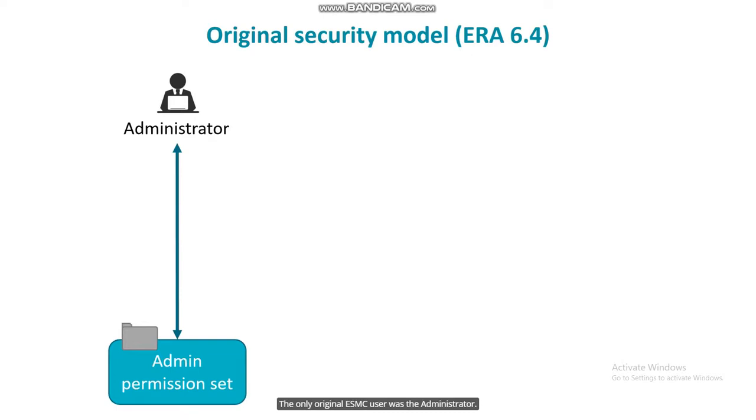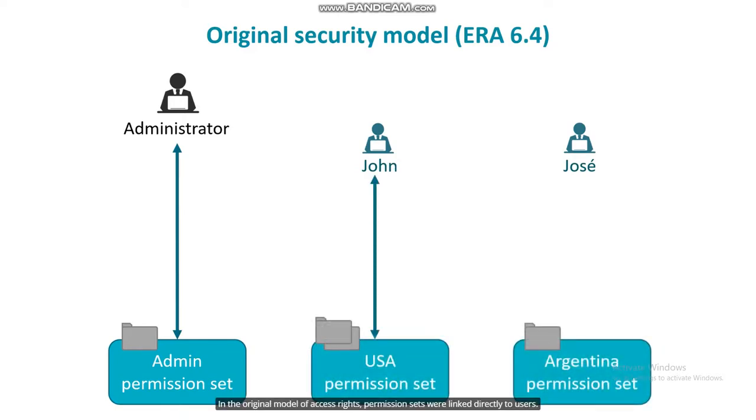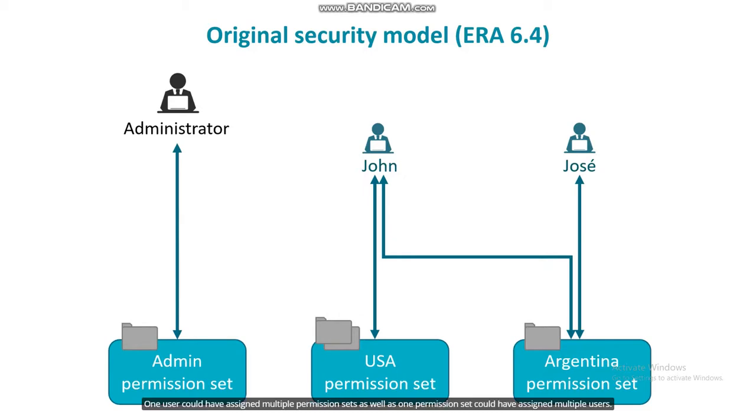The only original ESMC user was the administrator. Administrator had a permission set that allowed full access to all functionalities in the web console. Administrator could also establish new users for the web console. In the original model of access rights, permission sets were linked directly to users. Each permission set has its domain of application, static groups. One user could have multiple permission sets assigned, as well as one permission set could have multiple users assigned.